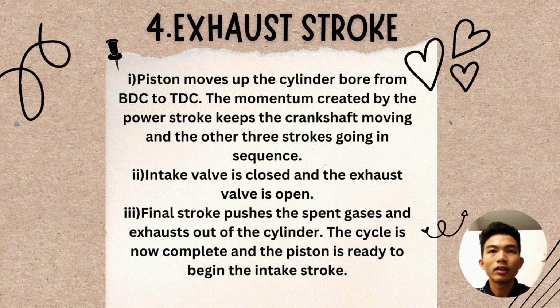Today I will explain about the four-stroke cycle. One of the four-stroke cycle is the exhaust stroke. How does the exhaust stroke work? The piston moves up the cylinder bore from BDC to TDC. The momentum created by the power stroke keeps the crankshaft moving, and the other three strokes going in sequence. The intake valve is closed and the exhaust valve is open. The final stroke pushes the spent gas and exhaust out of the cylinder. The cycle is now complete and the piston is ready to begin the intake stroke.